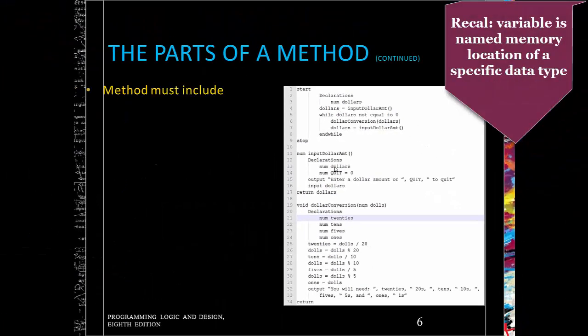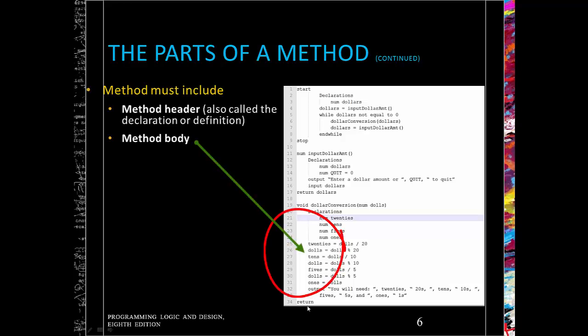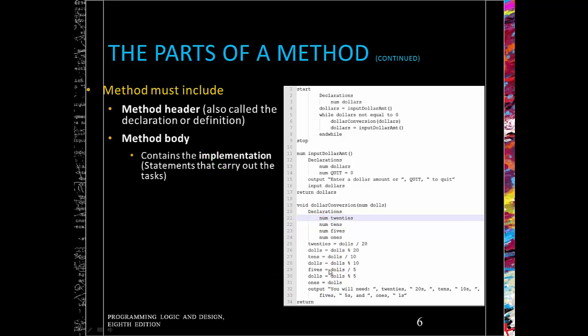Okay, so what must a method include? We need a method header. Over here, line 11 is a method header. Line 19 is a method header. It's also called the declaration or definition. You need a method body. And what is the body? This is the body here between the method header and the return statement. It contains the implementation, and implementation is just a fancy word for statements that carry out tasks.